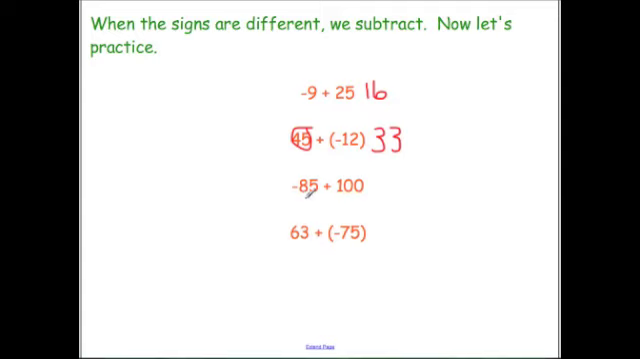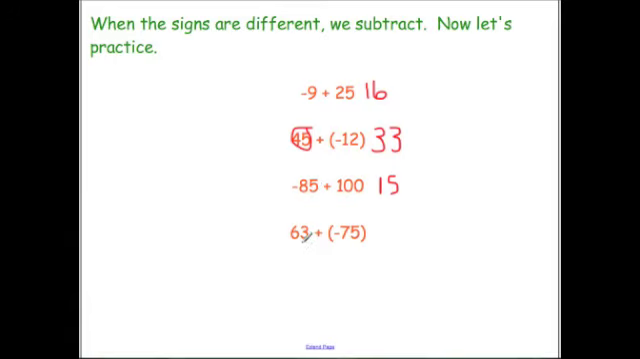So if we have negative 85 plus 100, we know that our rule is if the signs are different, we subtract. So we have different signs. We take 100, our larger, minus our smaller, 85, which gives us a positive 15 because 100 is larger than 85.